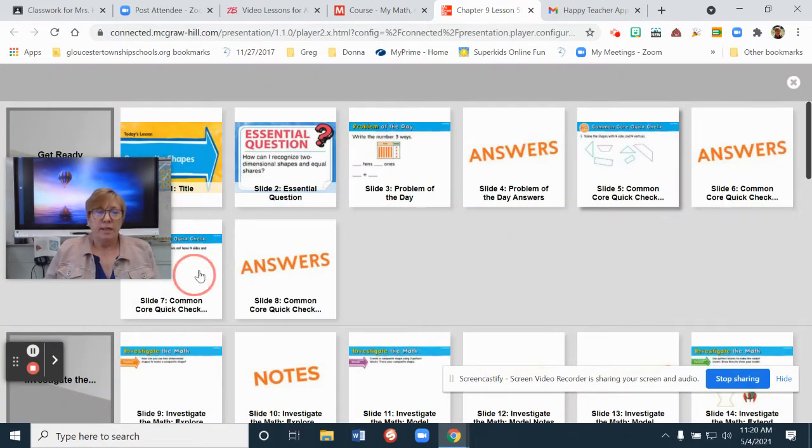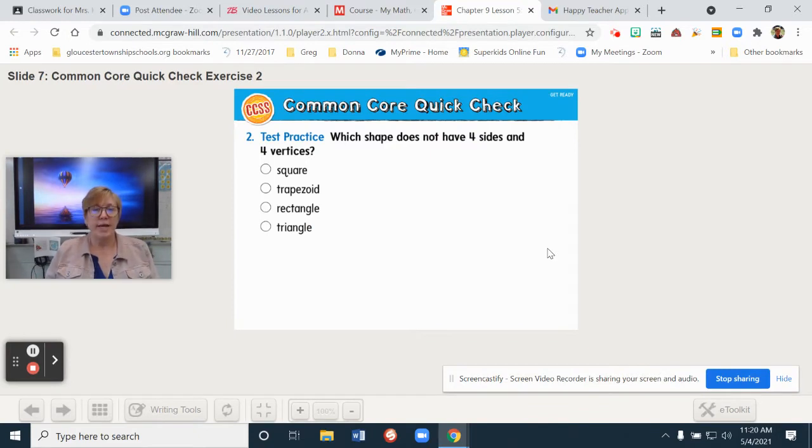All right, let's look here. Which shape does not have 4 sides and 4 vertices? Now, I'm not going to give the choices here because this is a good time for you to pause and practice, all right, and find the name. All right, pause. All right, and the solution is, which shape does not have 4 sides and 4 vertices? It is a triangle. Okay.